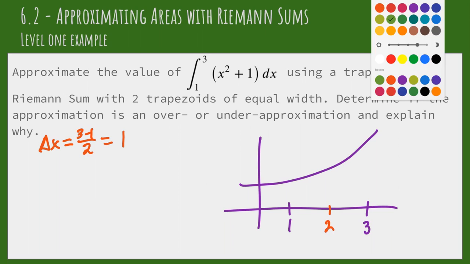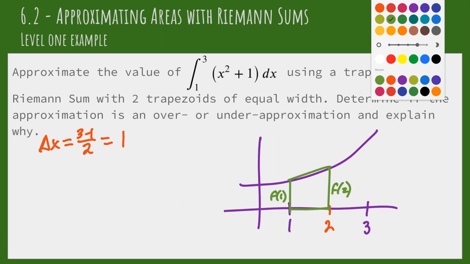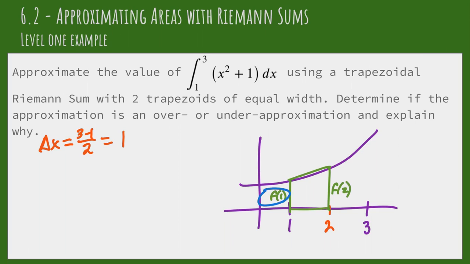So our trapezoids now are going to look like this. We're going to have 2 sides there. We're going to connect that with a straight line, and we're going to use the x-axis. So the height at the left endpoint is going to be f of 1. The height at the right endpoint is going to be f of 2. So as far as finding the area of a trapezoid goes, these are the bases.